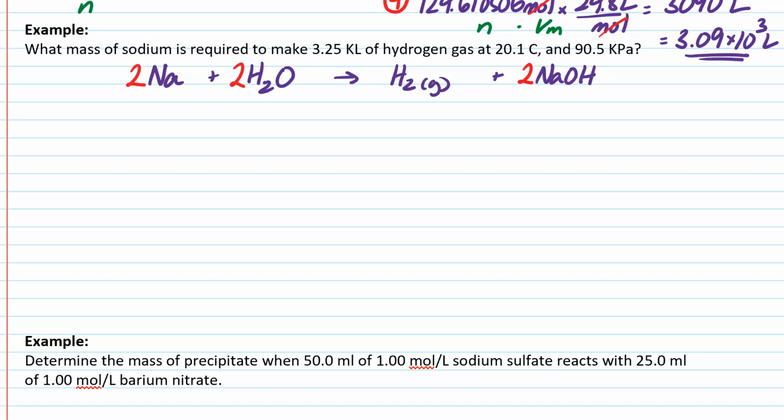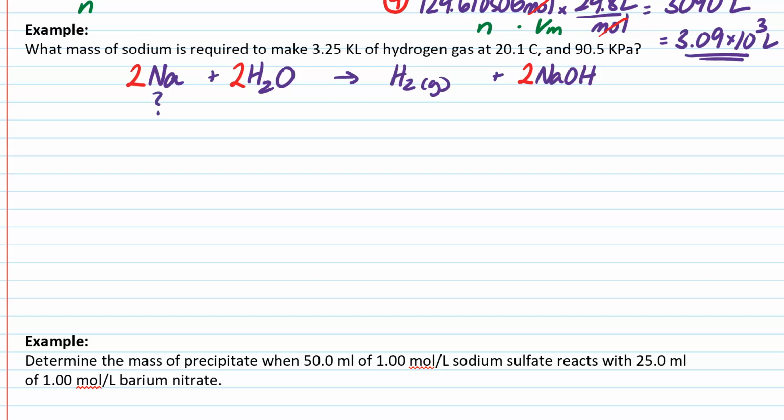And if I have 2 oxygens on one side, 2 on the other, now I have 2 times 2 or 4 hydrogens, 2 hydrogens on one side plus 2 hydrogens on the same side. So 4 and 4, we are all balanced. So 2, 2, 1, 2. Okay, so we want to figure out the mass of sodium.